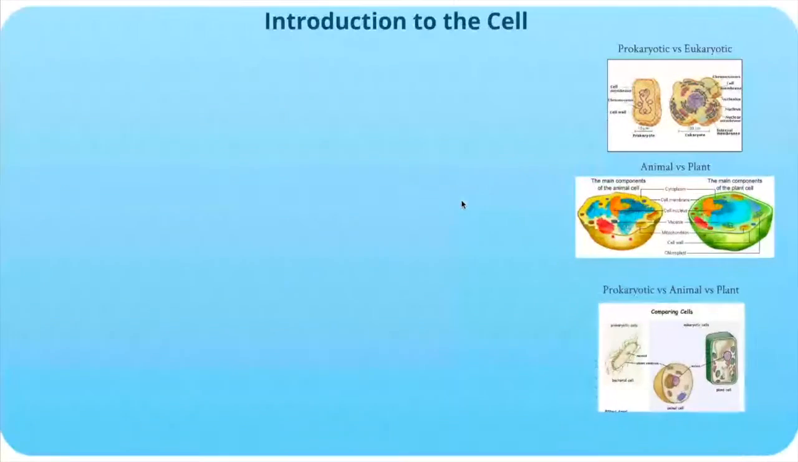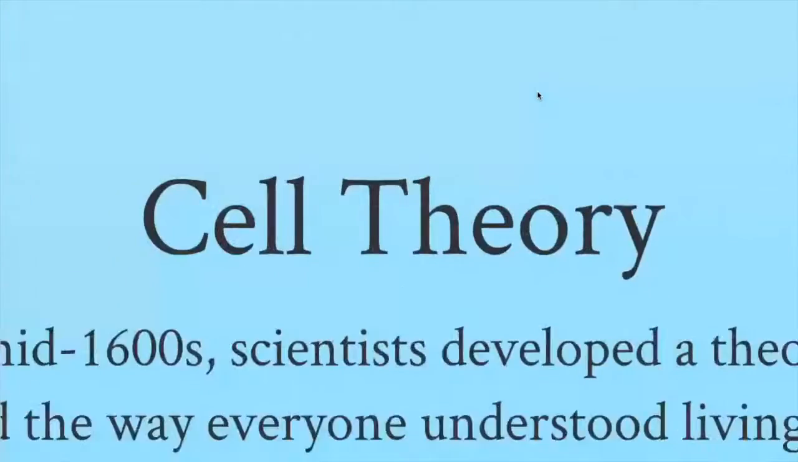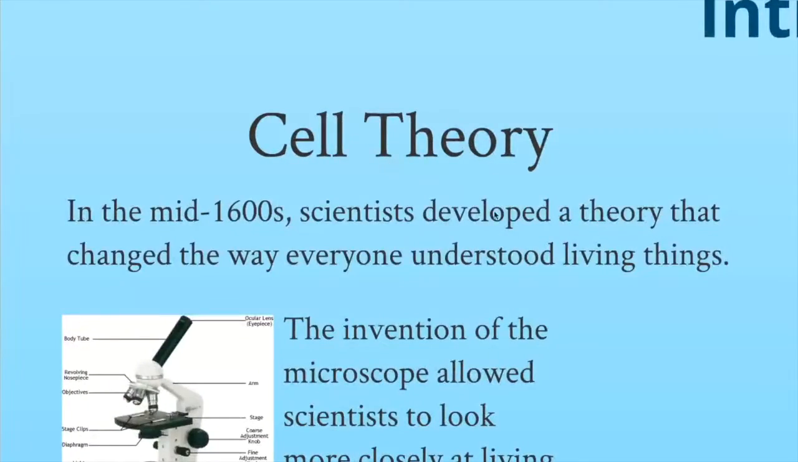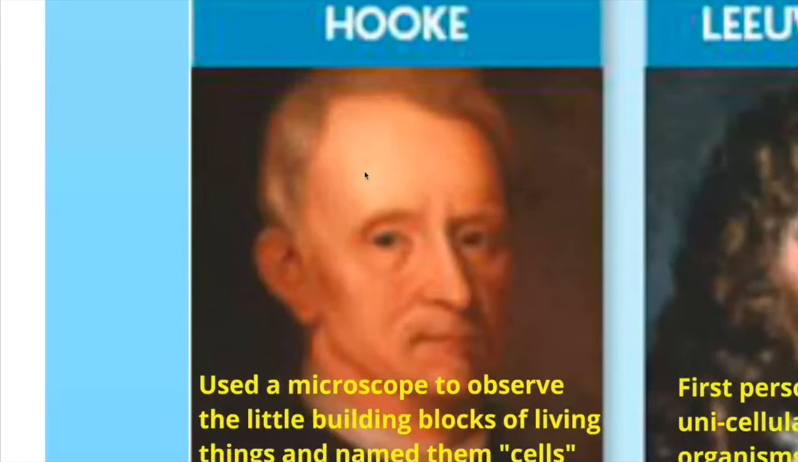So that's what we're going to be focused on today, and we're going to go over a brief introduction to the cell and talk about the different parts of the cell, but we're actually going to start with the discovery of the cell, or something called cell theory. Cell theory came about a long time ago, basically with the invention of the microscope. The microscope allowed scientists to look at what actually made up living organisms. The first person to do this was a scientist called Robert Hooke. He was the first one to use a microscope to observe the living parts of an organism, and he called them cells.